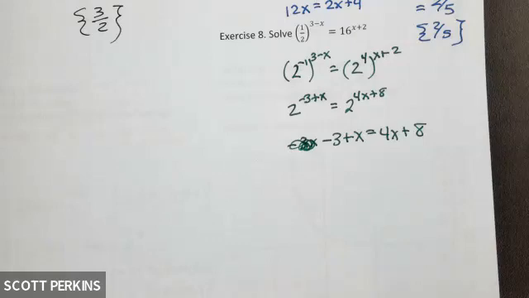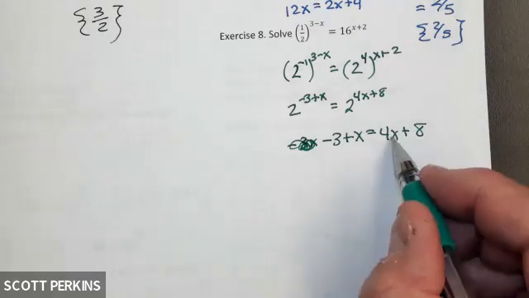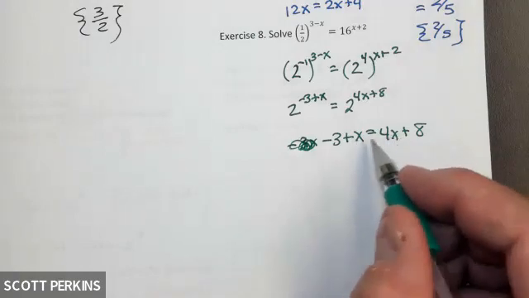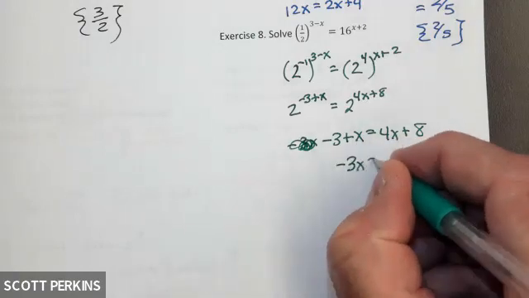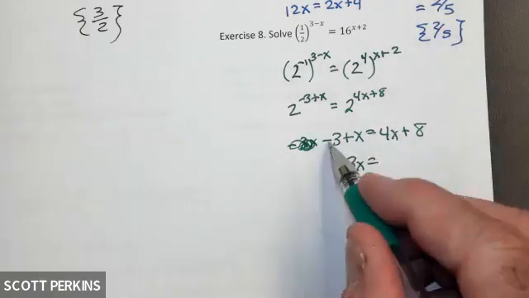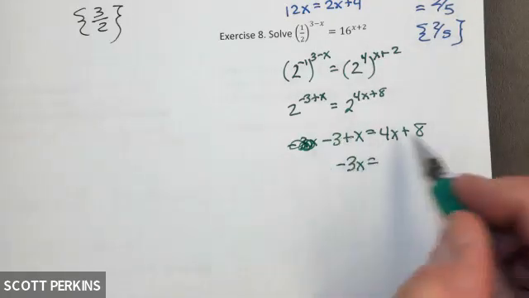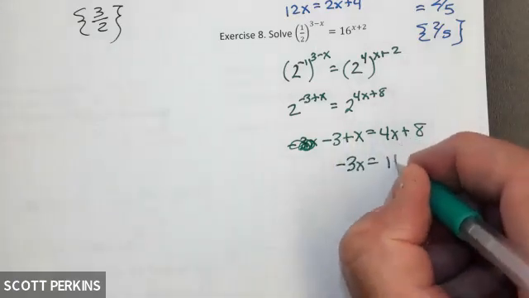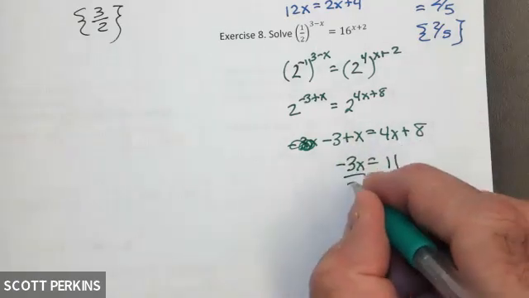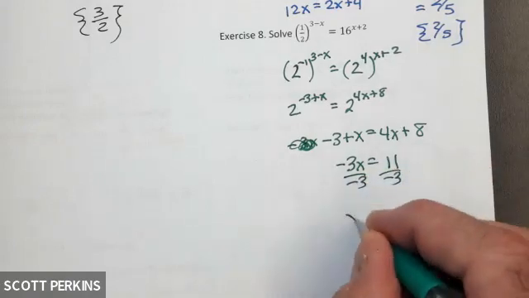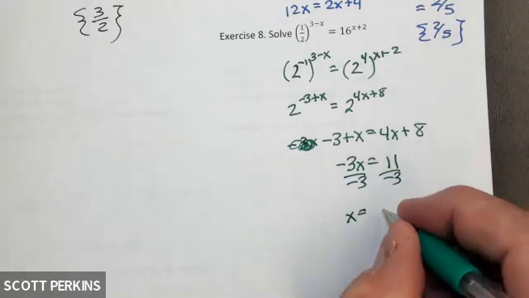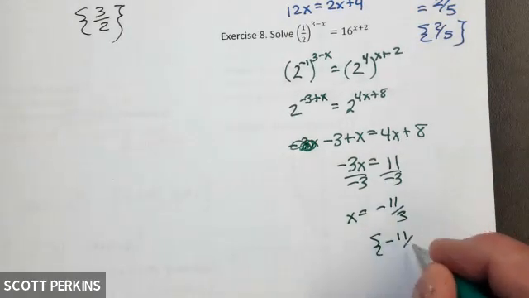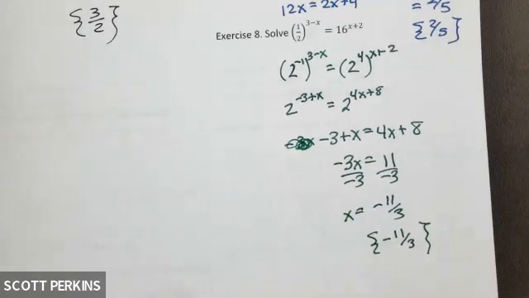And now it's just a linear equation. I'm going to subtract the 4x from both sides to bring everything over on the left. So I subtract 4x, that gives me -3x on the left. I'm going to add the 3 to put all of my things without x's on the right. So when I add the 3, 8 plus 3 is 11. And then I'm going to divide both sides by that -3. A positive number divided by a negative number is -11/3. And so there is my solution to that exponential equation.